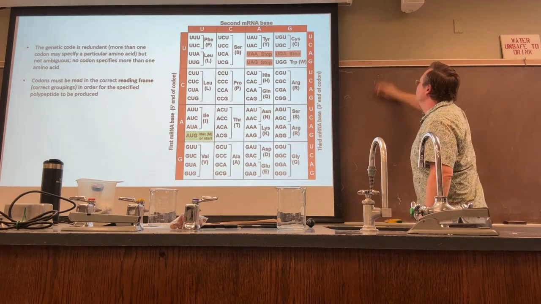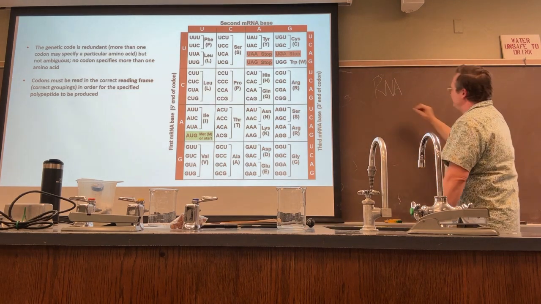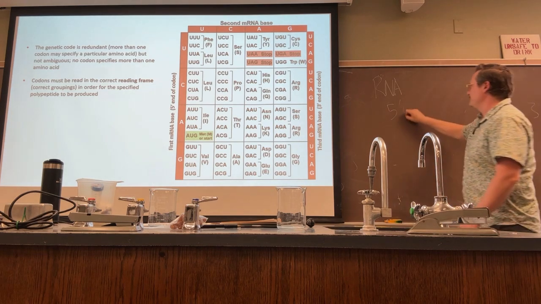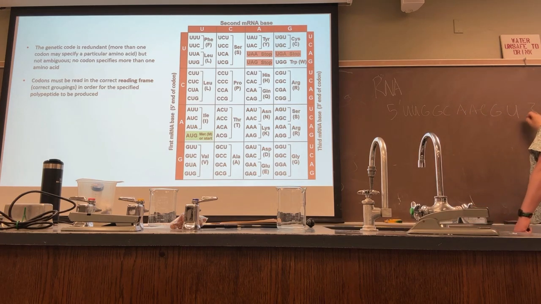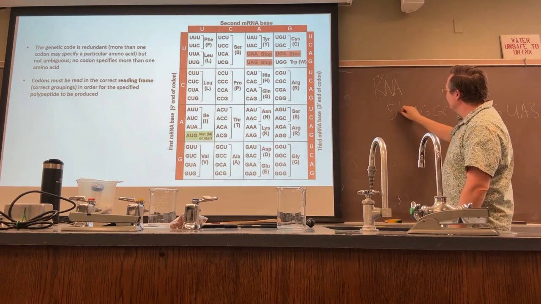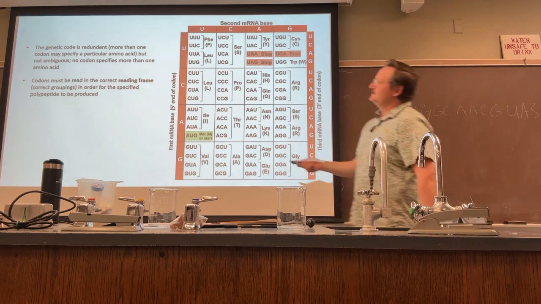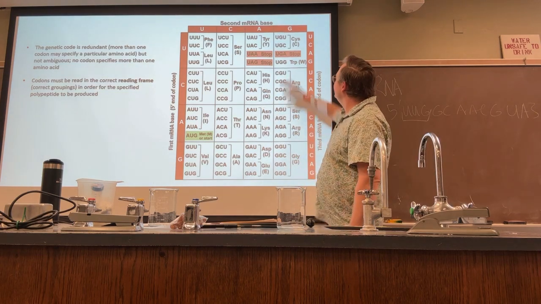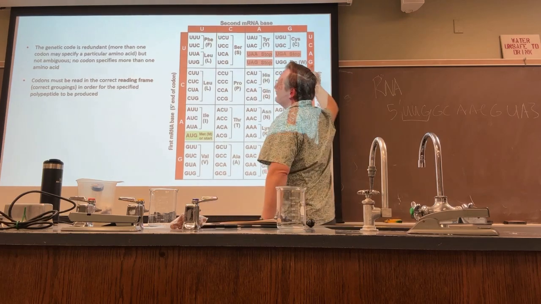DNA sequence. Let's start with the RNA sequence, make our lives easy. Here's the 5' end, here's the 3' end. Let's go with U, U, G, G, C, A, C, G, U, A. If we start reading here, we read the codon like so. UUG, how do we look that up? Well, the first base is U, the second base is U, the third base is G. See how it's U, U, G.